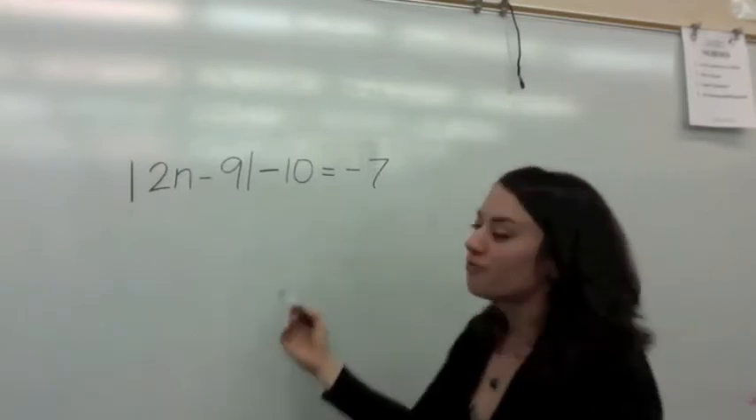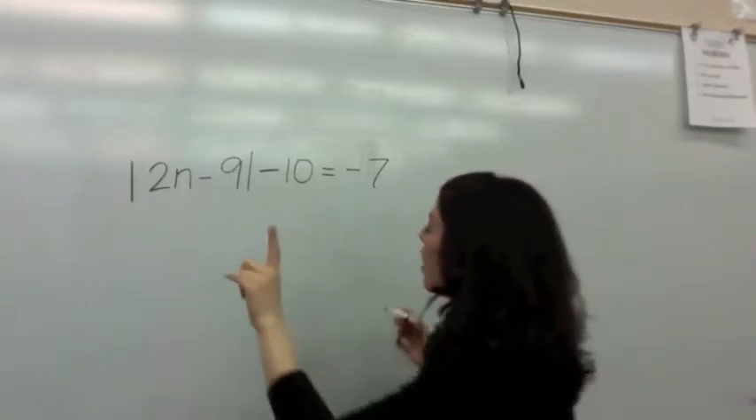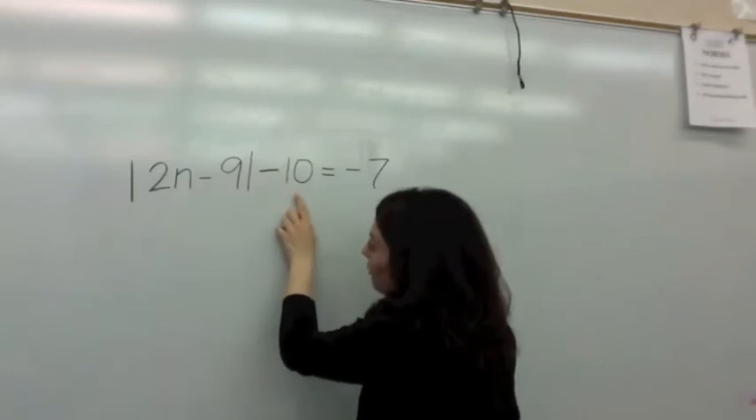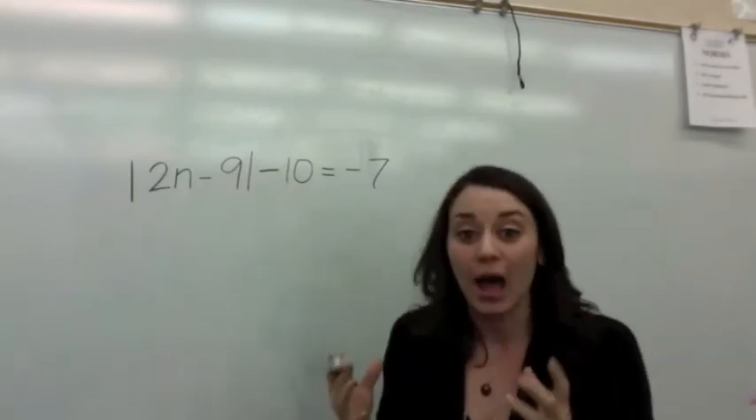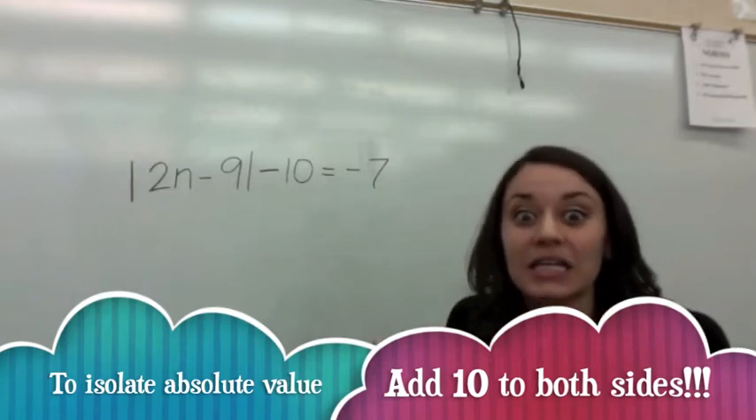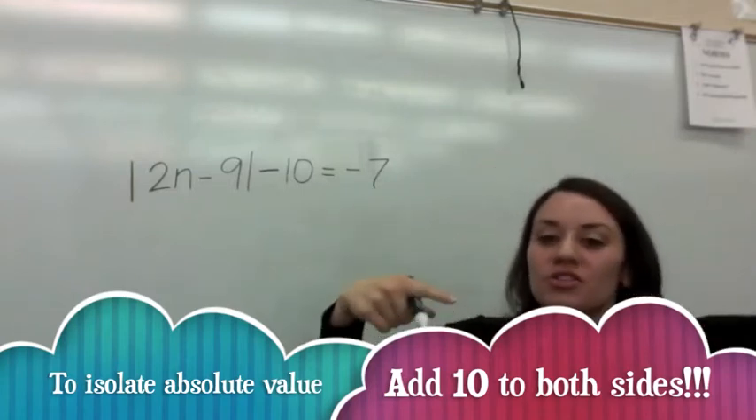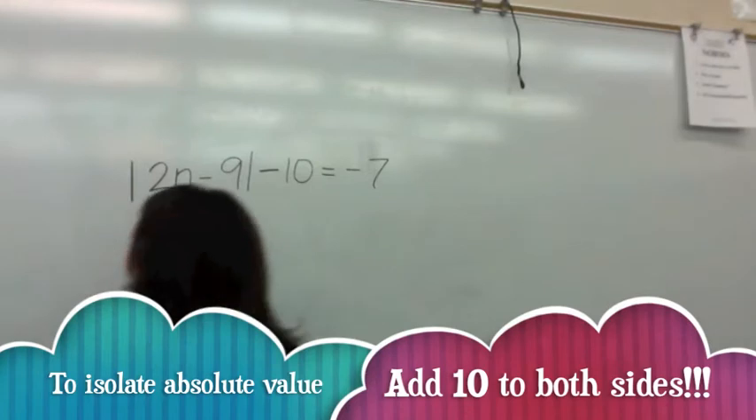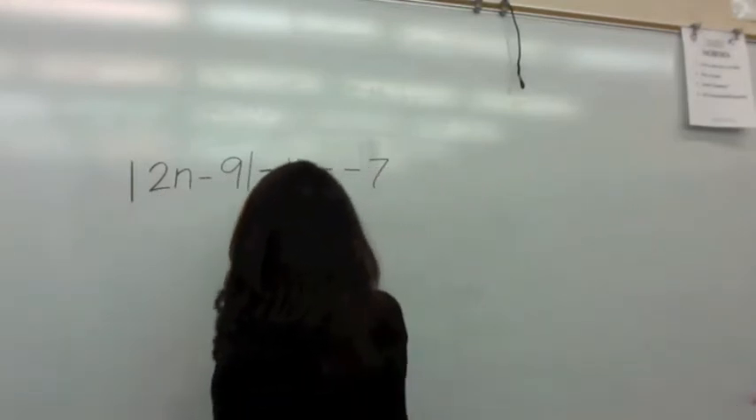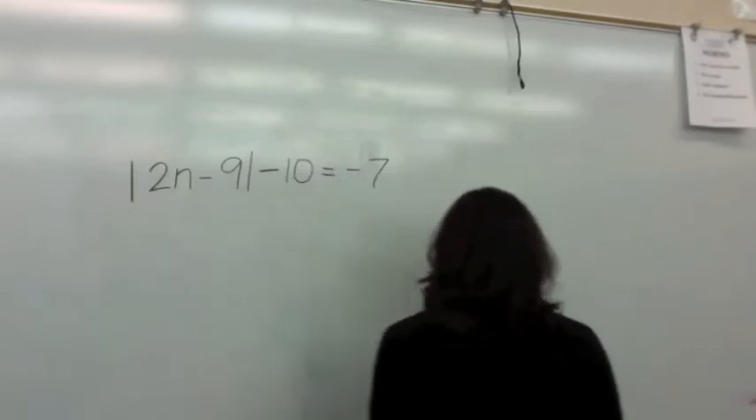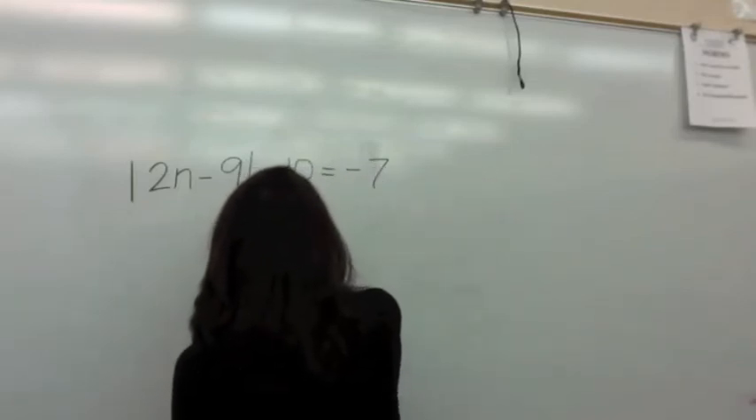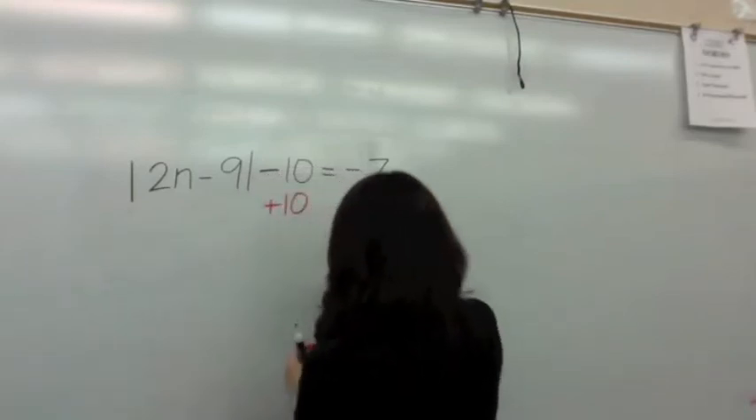So, the first thing you must do when you have absolute value and a number is being subtracted from absolute value is that you have to actually, really, listen to this, you have to add 10 to both sides, okay? So, what is the opposite of negative 10? Is positive 10. Okay, it's positive 10. Add 10 to both sides, okay?